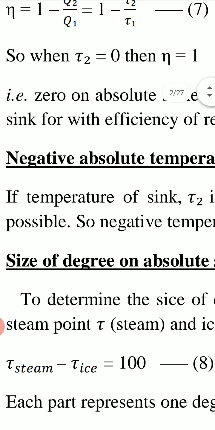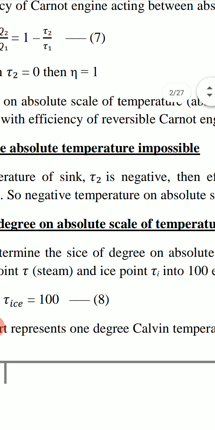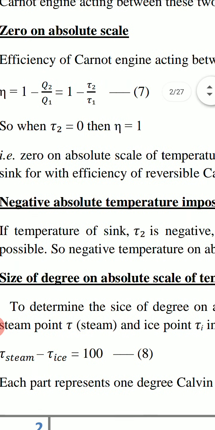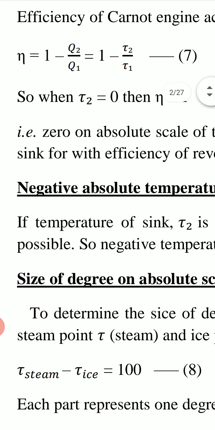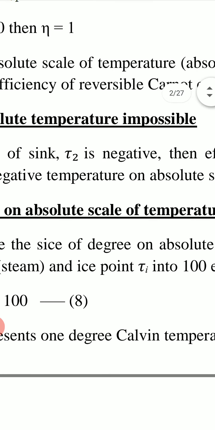Now we see that a negative temperature on this absolute scale is impossible. If we take tau 2 as negative in this relation 7, then we find that efficiency eta will become greater than 1. It is 1 plus something, which is not possible. Efficiency of a Carnot engine greater than 1, greater than 100%, is not possible. So negative absolute temperature is also not possible.